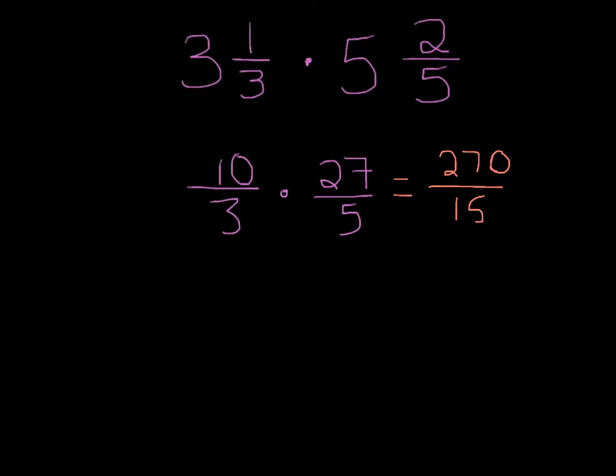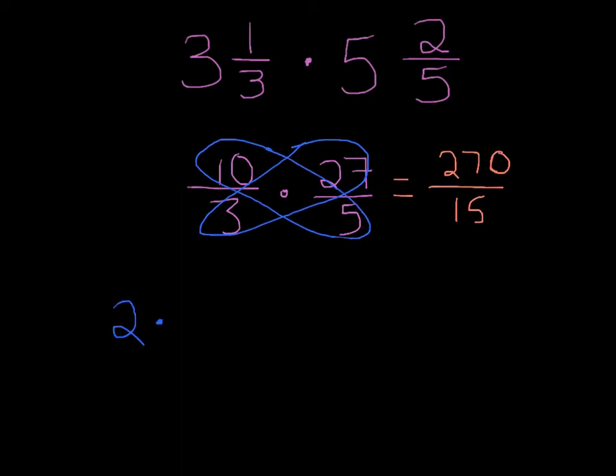But let's try that cross simplification again. Here, 27 divided by 3 is 9, and 10 divided by 5 is 2. And then 2 times 9 is 18. And then back up to this fraction, 270 over 15. If you divide those, you also get 18.